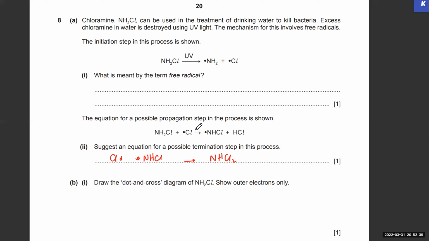So the two would join up, and what else can happen? Two NH2s can get together. That could be a termination step as well. N has incomplete bonds, and there's another NH2 with incomplete bonds. They can join up to form N2H4. That's a termination step. If you remember, any two radicals can simply join up.